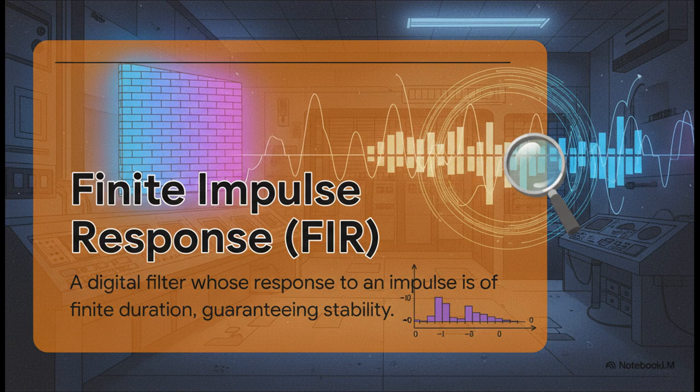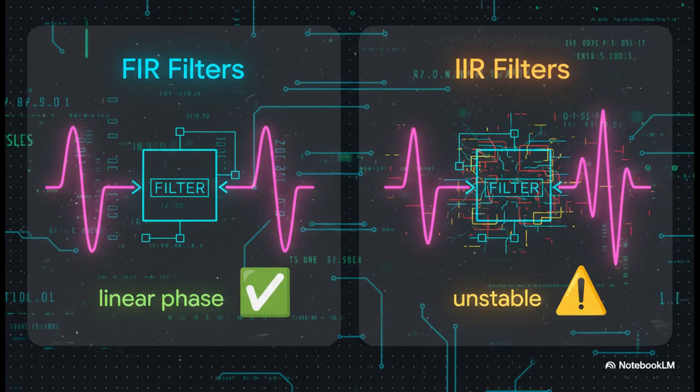Well, an FIR, or finite impulse response filter, pretty much does what it says on the tin. If you send a short burst of signal, an impulse, through it, the filter's reaction is finite. It eventually just settles down completely to zero. Now, this is a huge deal because it guarantees the filter can never become unstable and start spitting out crazy, oscillating signals.